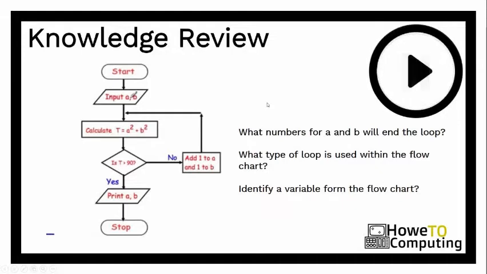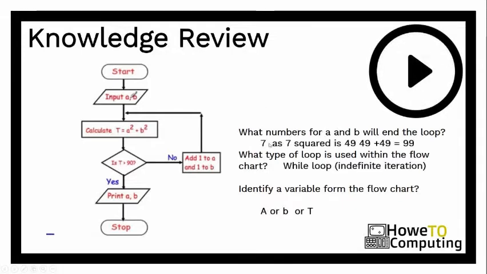Okay, so the first question, A and B will loop, so it would be 7 and 7 would end the loop. What type of loop? This is a while loop because it's indefinite, we don't know when it's going to end. And the variables could be A, B, or T from the flowchart, so they're the key bits of information.